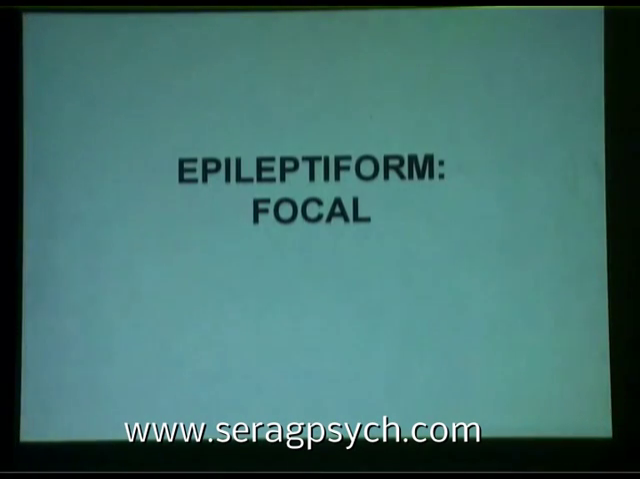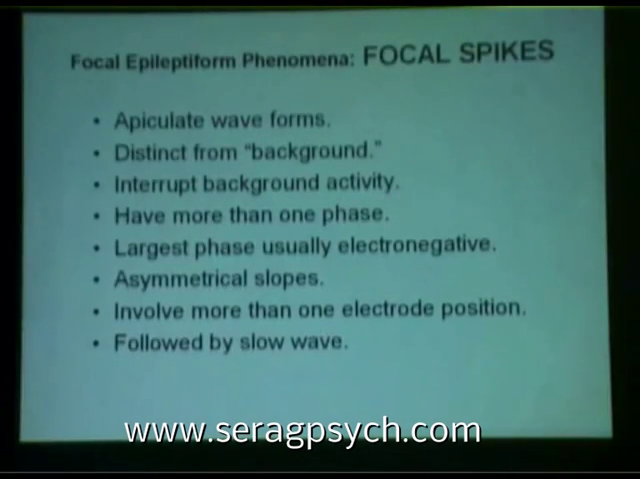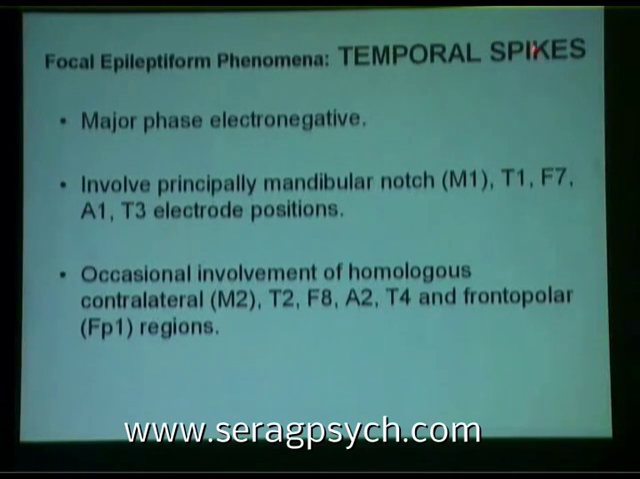Next, please. So, no, I guess go the other way. Yeah. So in the temporal lobe, these spikes have some special characteristics. They're electronegative like anything. Now, they involve principally the mandibular notch area, and that is right here underneath the zygomatic arch. If you touch your own face, you'll see the zygomatic arch here, and then right underneath it, that's where we put the mandibular notch electrode, right on the surface of the skin.